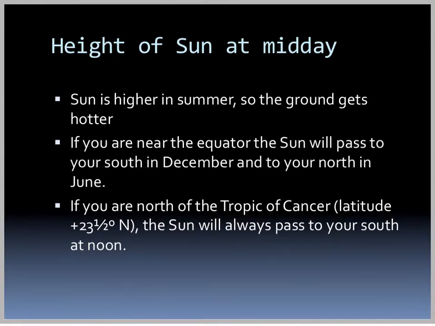So, what happens is the Sun is higher in the sky in the summer as it moves north of the celestial equator. That means the ground gets hotter. If you're near the equator, the Sun will pass to your south in December and to your north in June. If you're on the Tropic of Cancer at 23.5 degrees, the Sun will always pass to your south at noon.